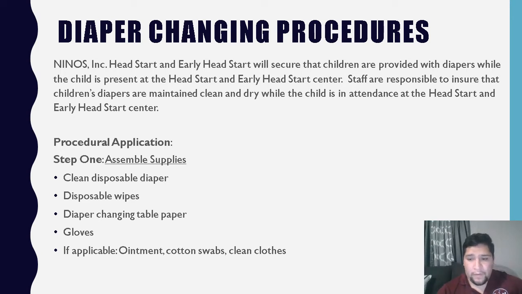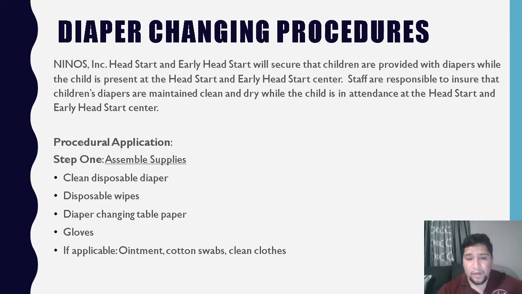Okay. So the first step is going to be to assemble all your supplies. That's going to be a clean disposable diaper or pull-up. Make sure to acquire all the wipes that you're going to need, and we need to make sure to have a diaper changing table. If you do not have a diaper changing table, you do need to have a specific mat that is designated for changing diapers only. We also need to make sure that your changing table has the paper that goes on it as well.